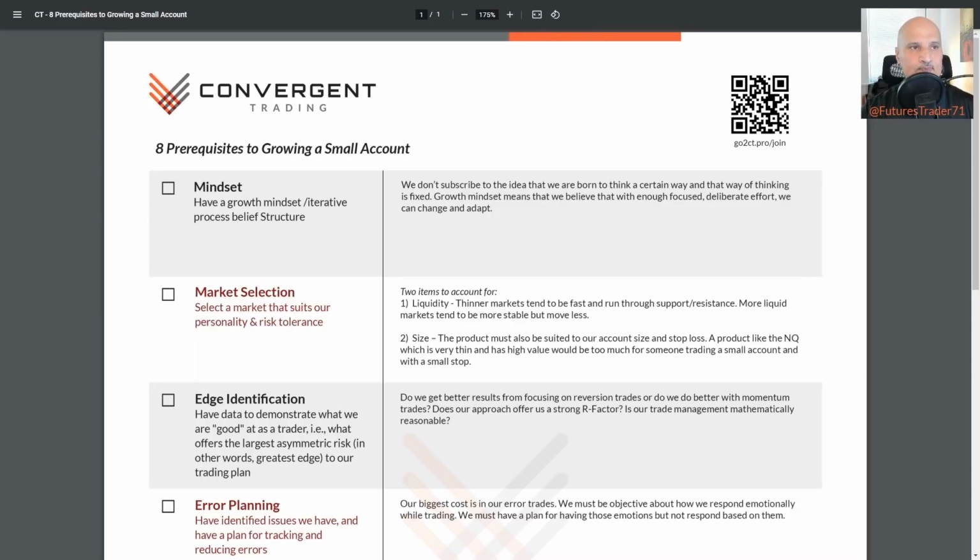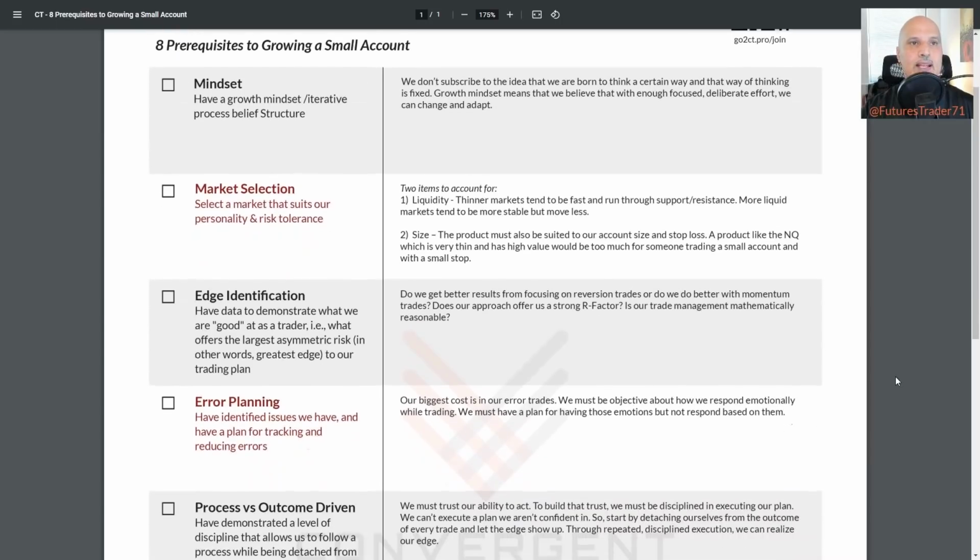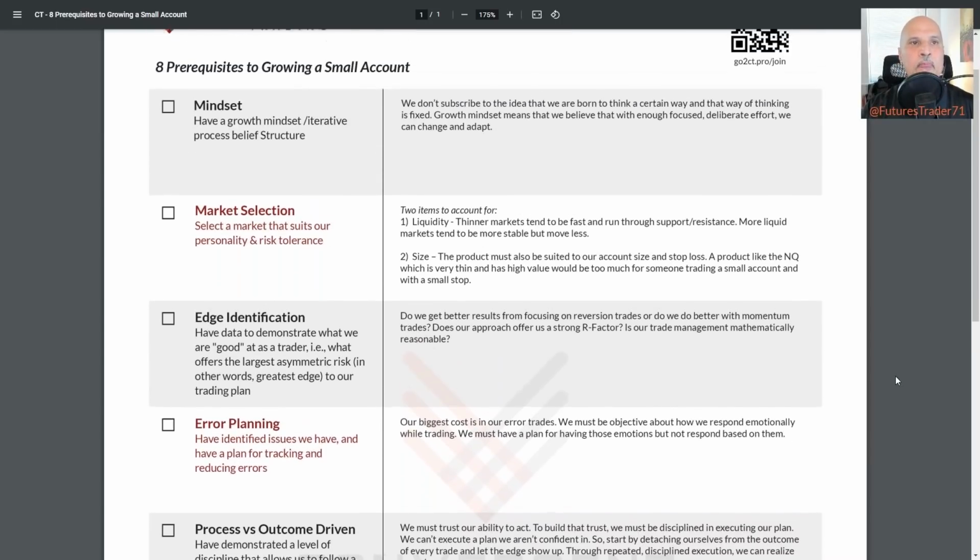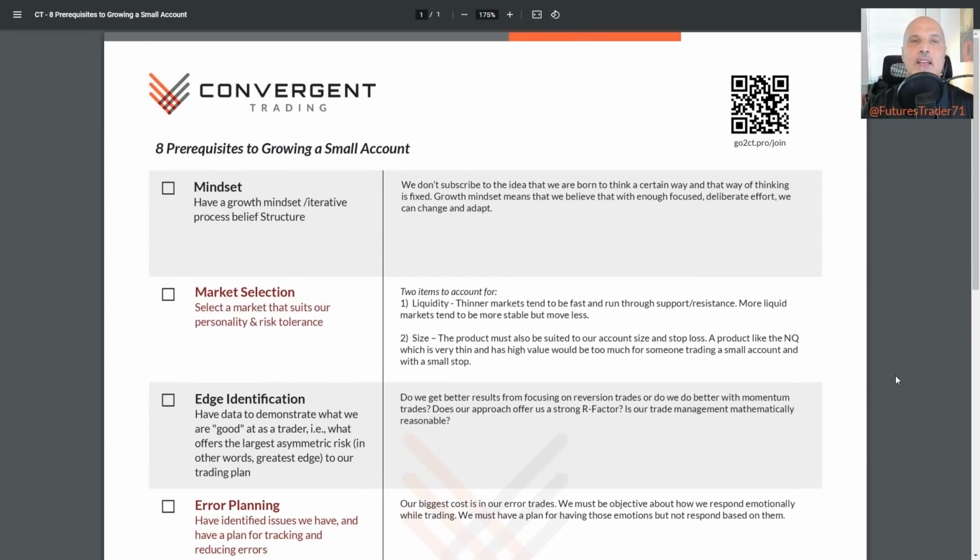Market selection. With market selection, this dictates your account size. This dictates the kind of risk tolerance and personality you have relating to the product that you're trading. And so it's really important to pay attention to two items. The first one being liquidity, right?